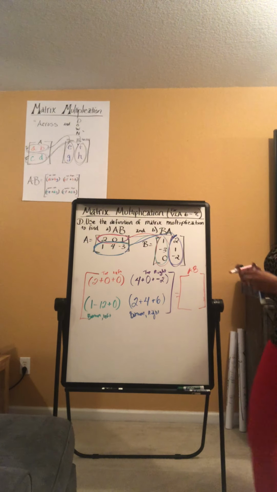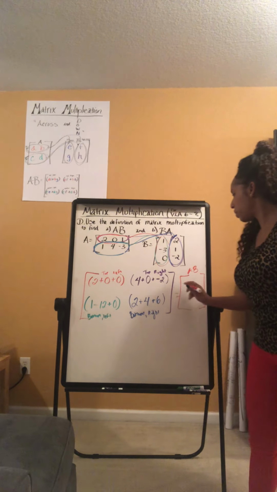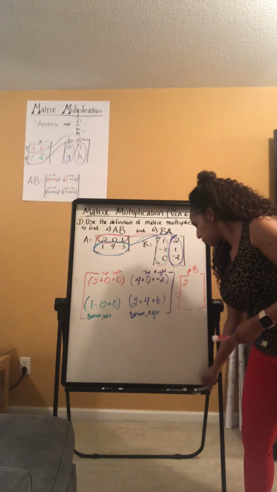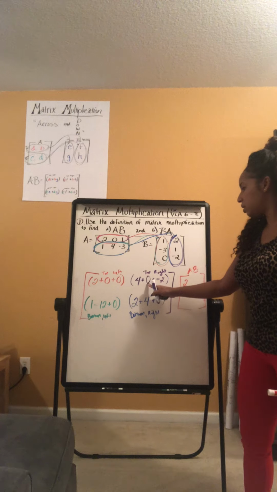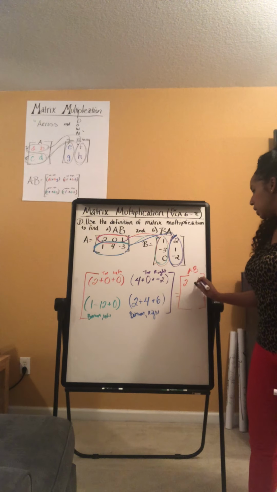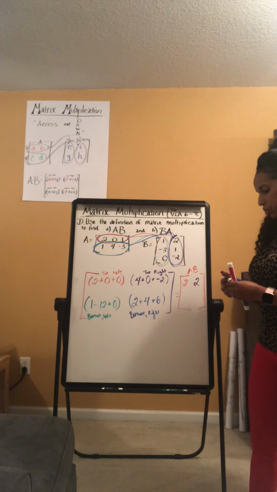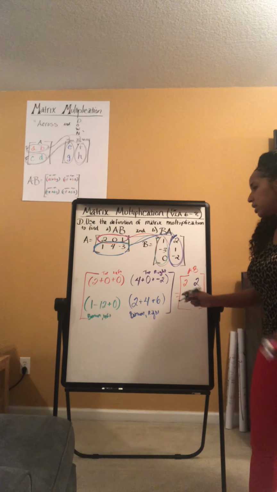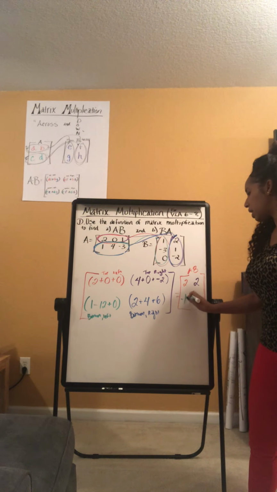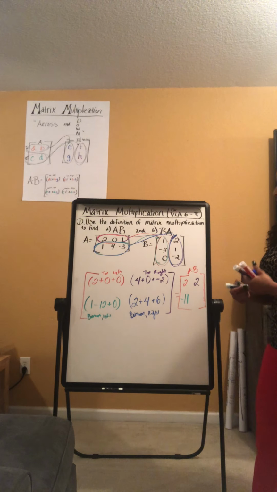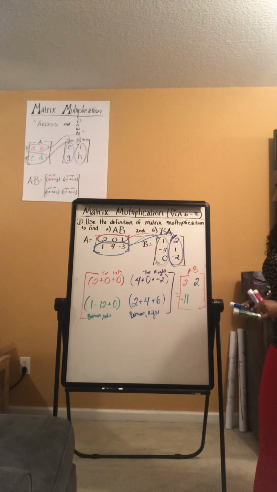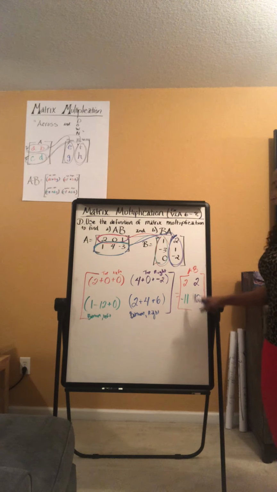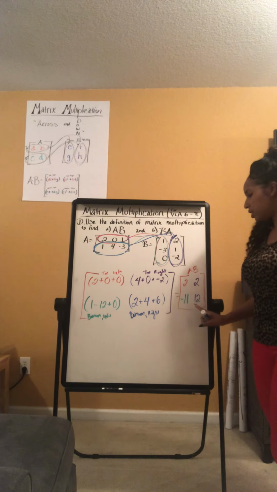AB. All right, so 2 plus 0 is 2. 4 plus 0 take away 2 is also 2. 1 minus 12 plus 0 is negative 11. And 2 plus 4 plus 6 is 12. So my final answer is 2, 2, negative 11, 12.